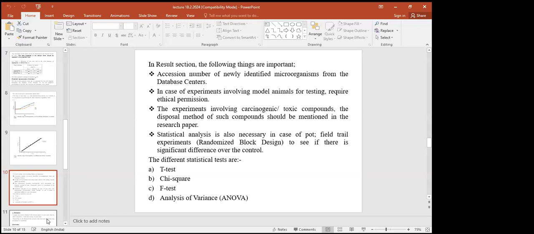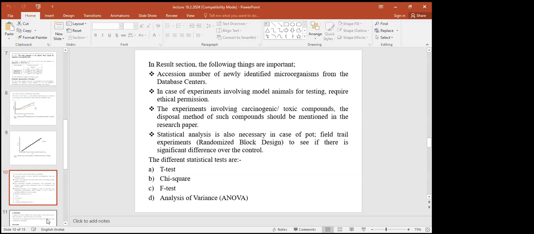Then, for experiments involving carcinogenic or toxic compounds, the disposal methods should be mentioned in the research paper. Statistical analysis is also very necessary, for example in pot experiments, field experiments, and randomized block designs. You need to apply statistical analysis wherever it is important, because statistical data carries weightage. You can apply the t-test, chi-square test, F-test, and ANOVA, which is the analysis of variance.